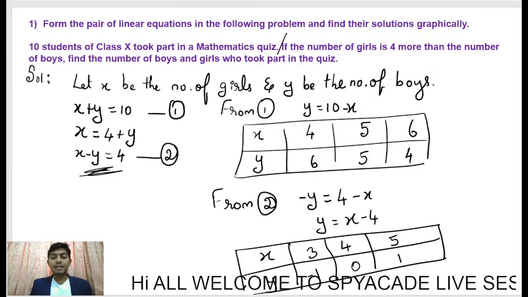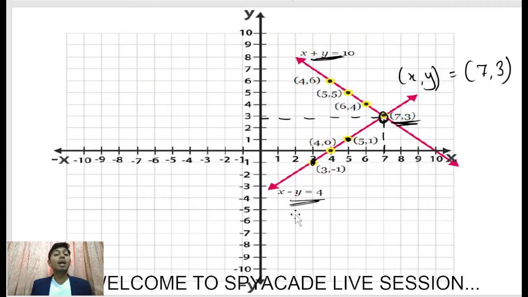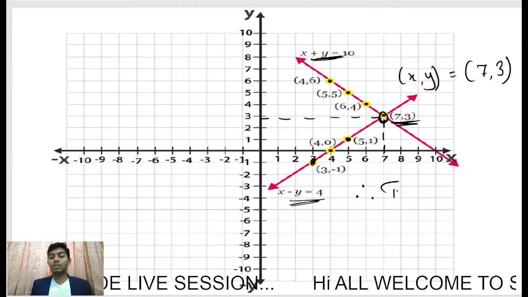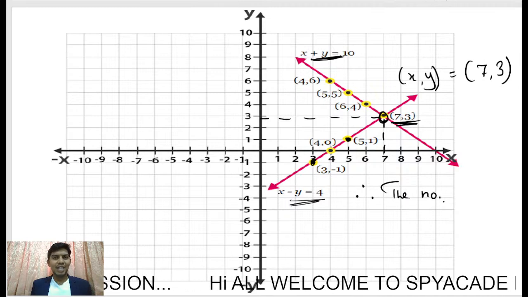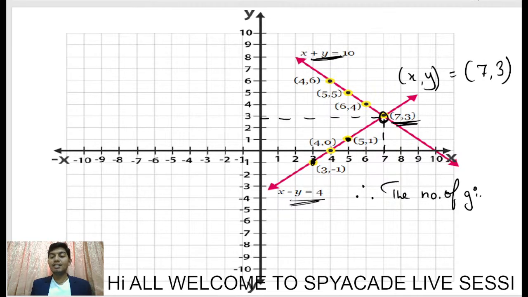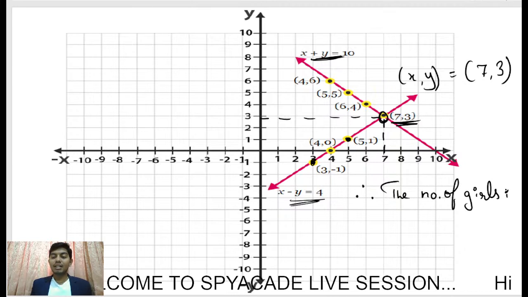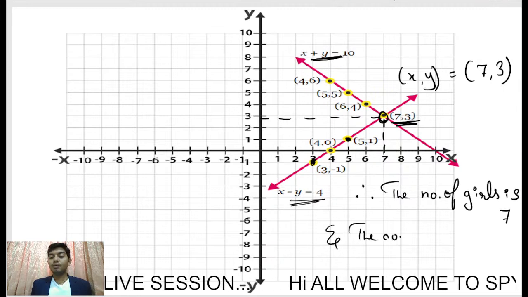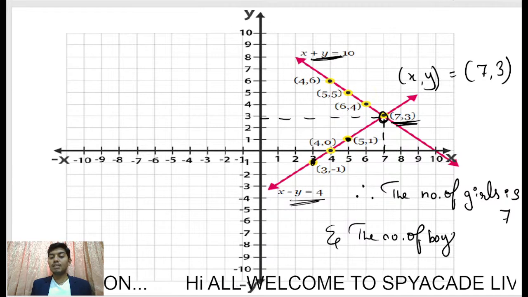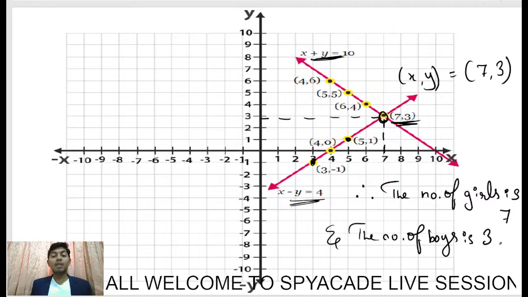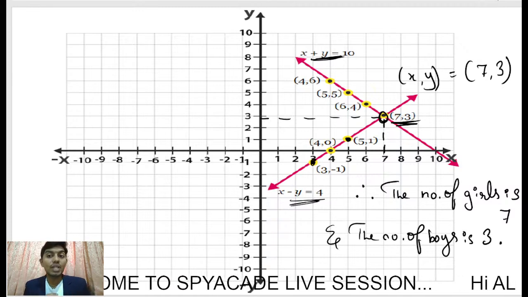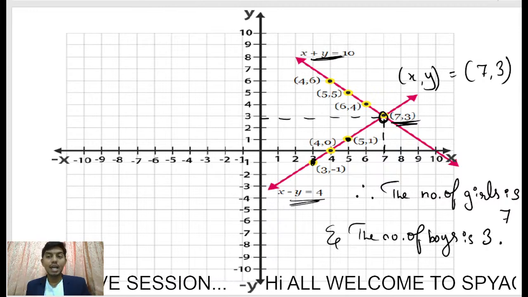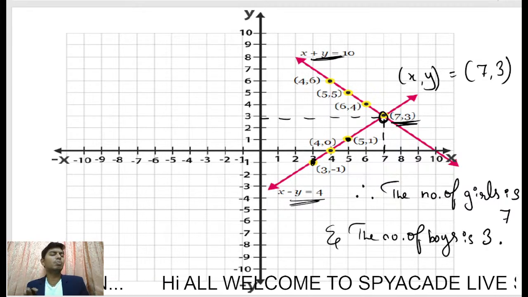Just now we have learned, x is nothing but the number of girls and y is nothing but the number of boys. So you have to give the conclusion that therefore the number of girls, which one, number of girls is 3 or 7? Therefore the number of girls in the classroom is, number of girls is how much? 7. And the number of boys in the classroom is 3. Is it clear for everyone? Okay, since we have chosen x as girls, the first coordinate which you have in this point, that is 7, will be the value for girls, and the y coordinate will be the value for boys.